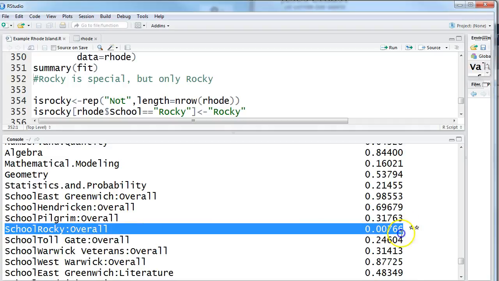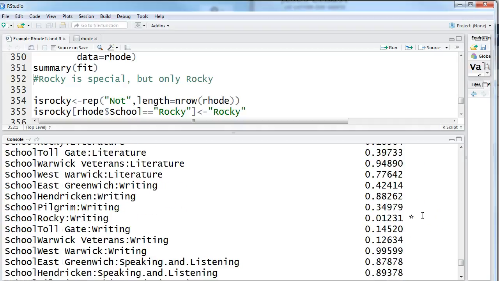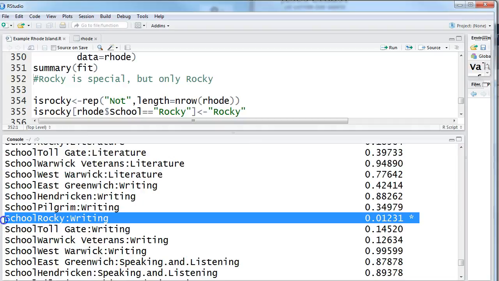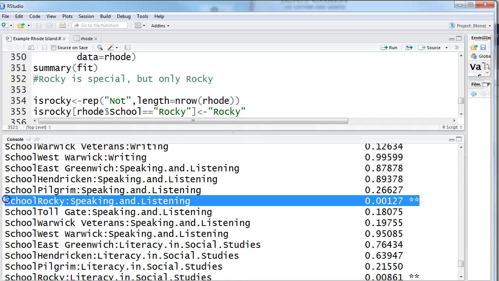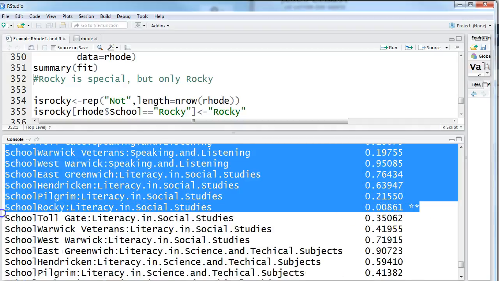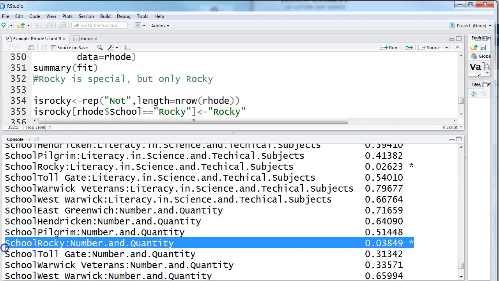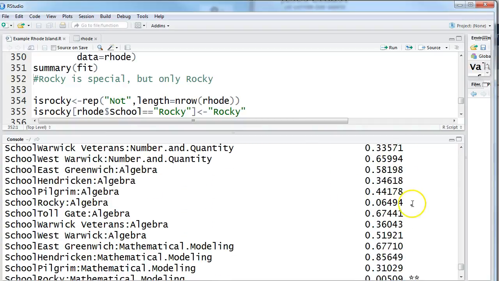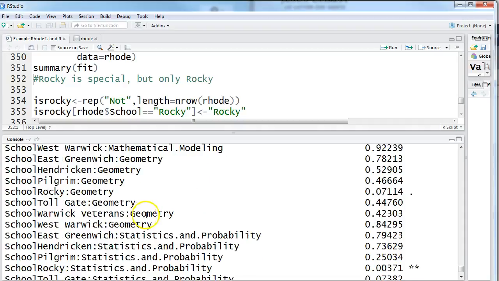It's Rocky's overall that acts different than the other schools overall. And here is Rocky's writing that acts different, but the other schools not so much. Here is the Rocky School speaking and listening, and the Rocky School literacy. Let me guess, it's Rocky School. Yep, every time something is different about that Rocky School than others. Here's Rocky's algebra. Here's Rocky's math modeling.